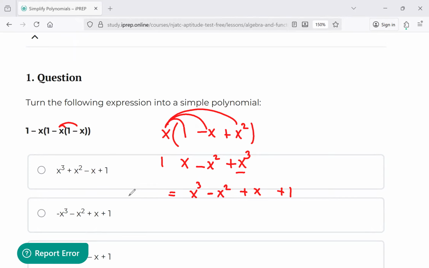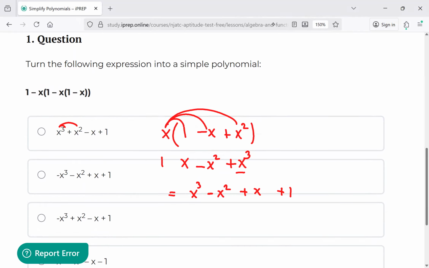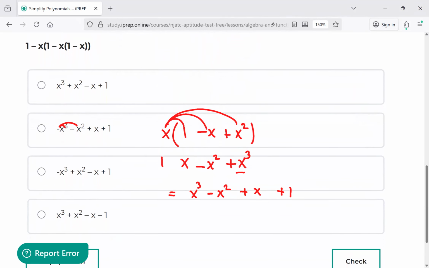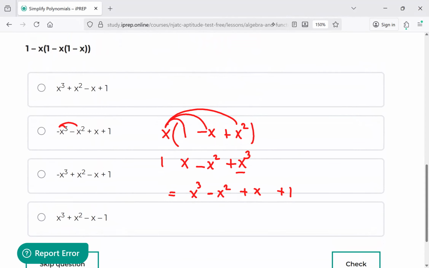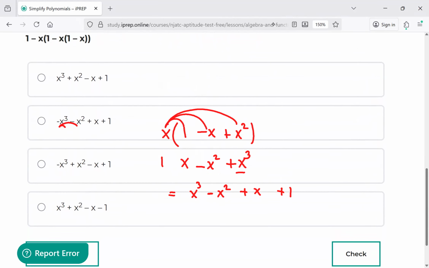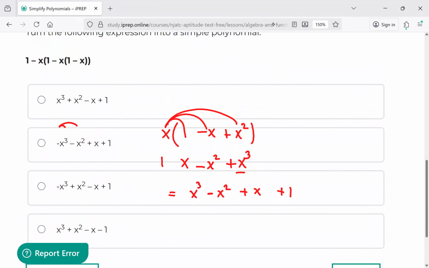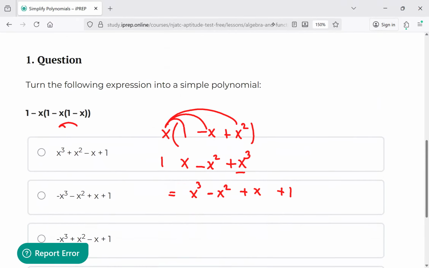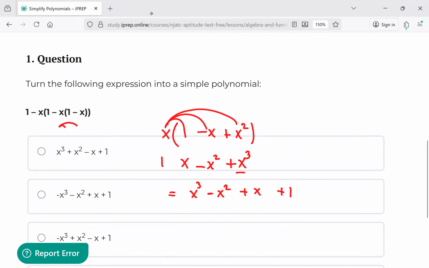Cubed minus. So it's not the first one. It's not the second. Is it the third? X cubed. Why don't I see my answer? Let me see. X cubed minus x squared. Hold on. Let's do this one again.